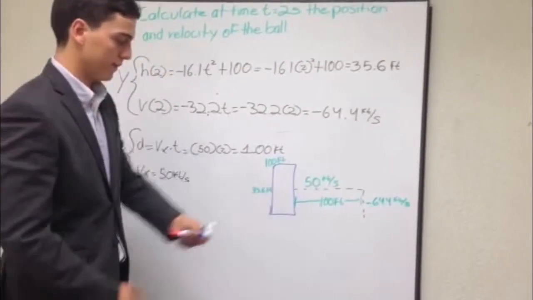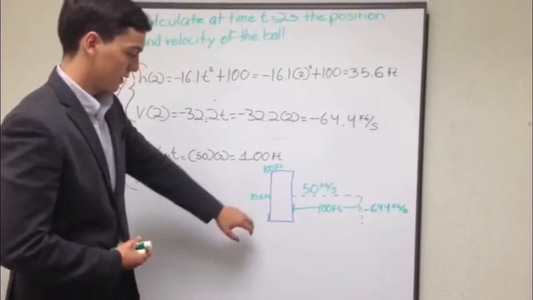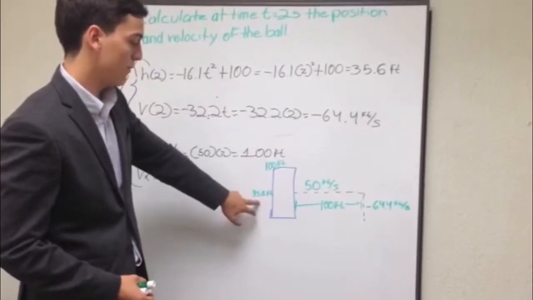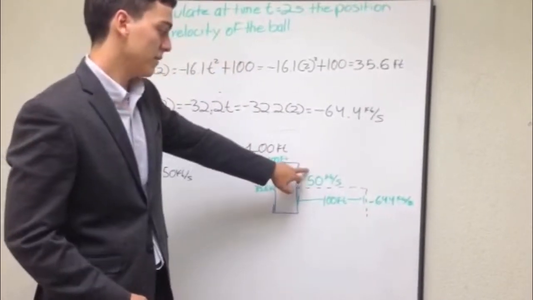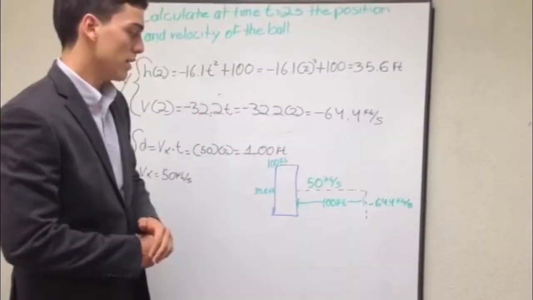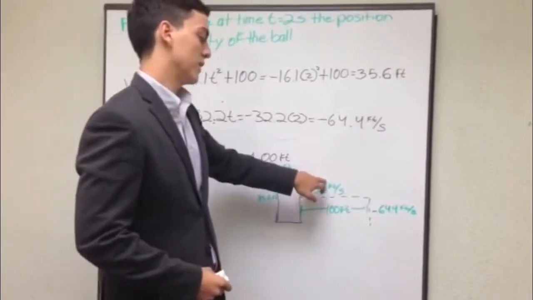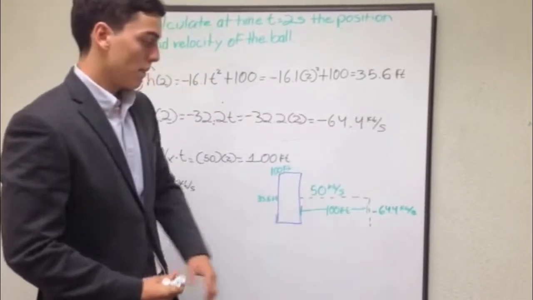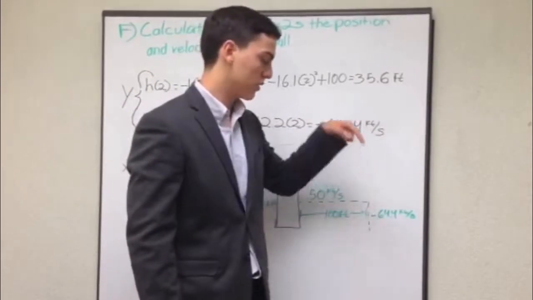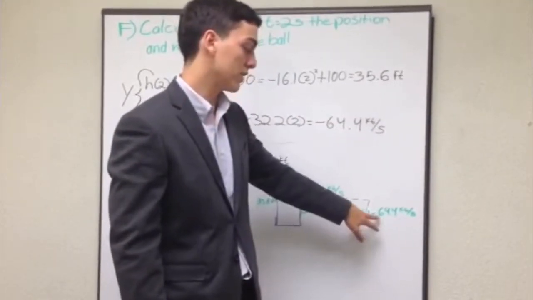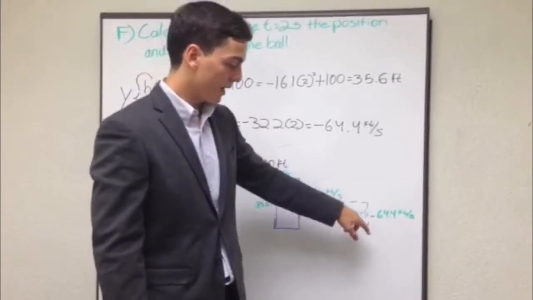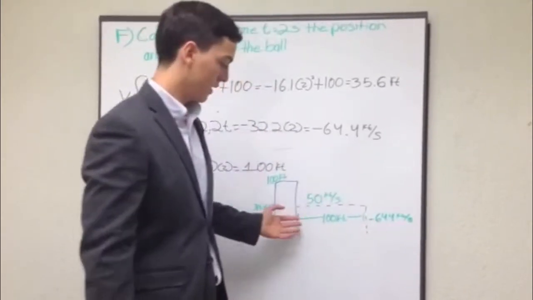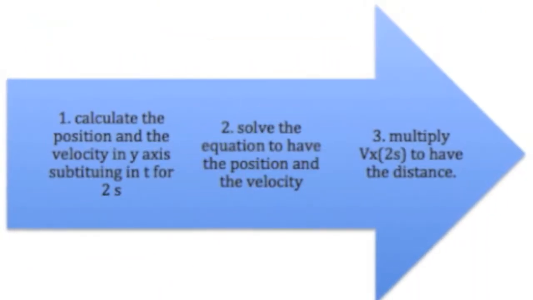Here it is on the drawing. The position, the height, is 35.6 feet. The velocity is the same, 50 feet per second, but here it is minus because it goes down. So it's minus 64.4 feet per second. It's minus because it's down. And the distance is 100 feet.